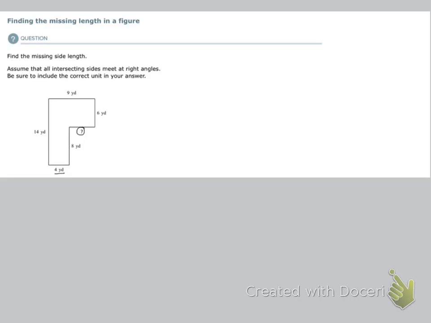So I know that if I split this figure right here, that this length will also be 4 yards, since all of our intersecting sides are meeting at right angles. So let's take that rectangle. I'm going to redraw it over here. So I have this length 4, and then this length that I don't know. So I know that this is 4. I'm going to call this X because that's the side I'm looking for. And I know that this is 9.